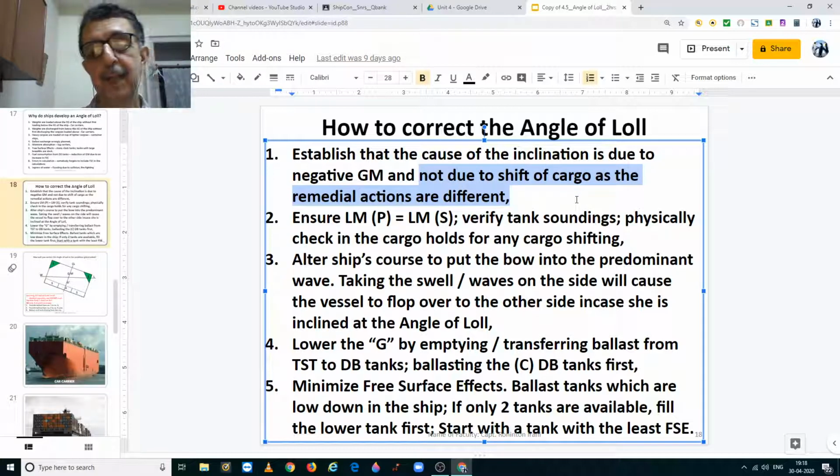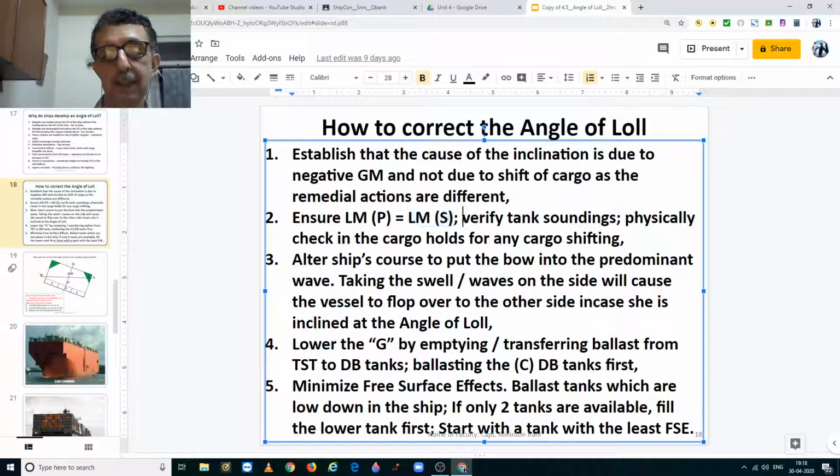If the cargo has shifted, then definitely it is not a condition of angle of loll, it is a condition of list. This chapter on list we are going to study in the very near future. So if it is due to list, the listing moments to port or to starboard will be greater than the listing moment on the other side, thereby confirming that the inclination is due to an angle of list and not due to angle of loll.